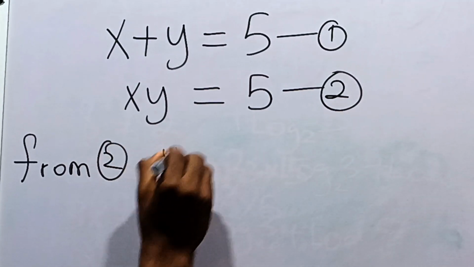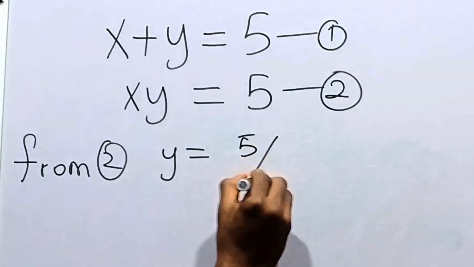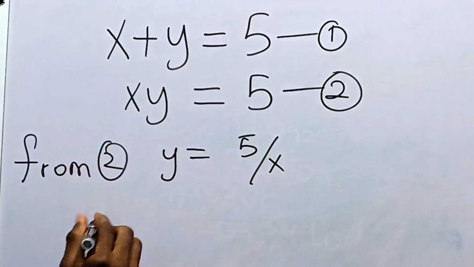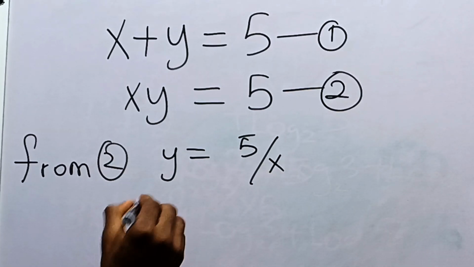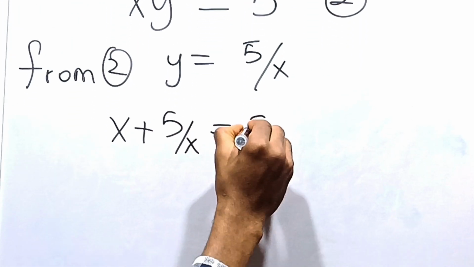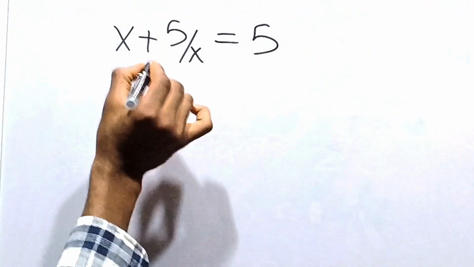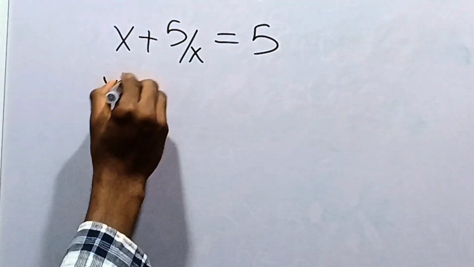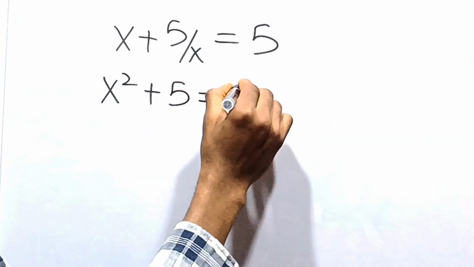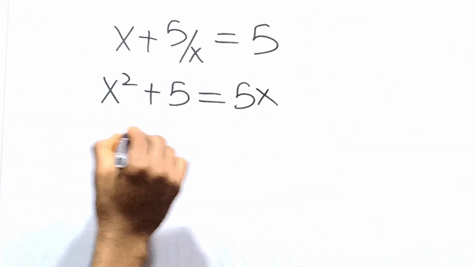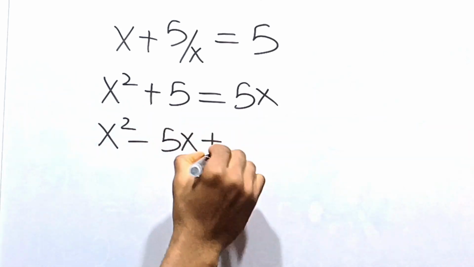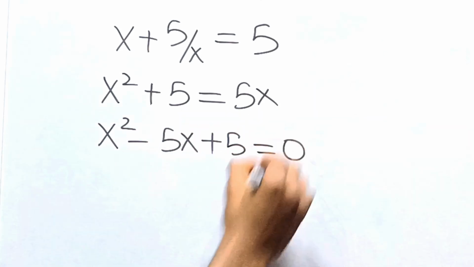that y is equal to 5 over x. Replacing y with 5 over x in equation 1, we have x plus y, which now becomes x plus 5 over x, to be equal to 5. Multiplying each term here by x, we have x times x is x squared, plus 5 over x times x is 5, is equal to 5 times x is 5x. x squared minus 5x plus 5 equals 0.